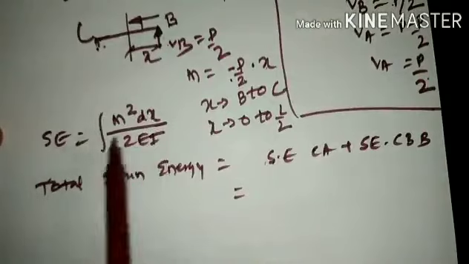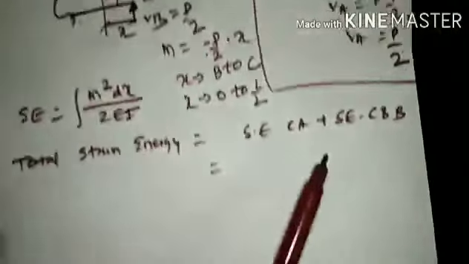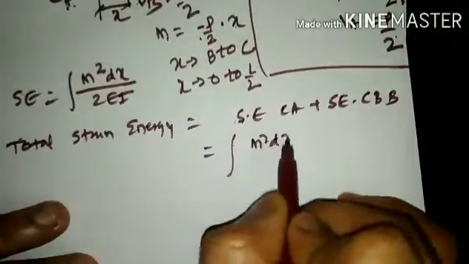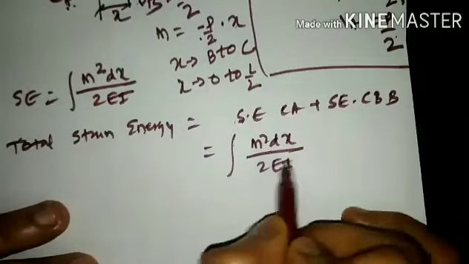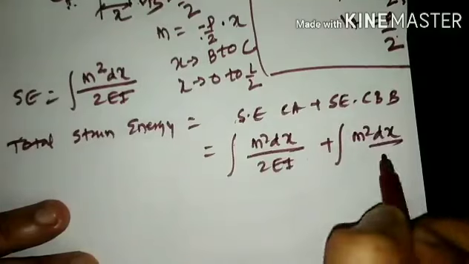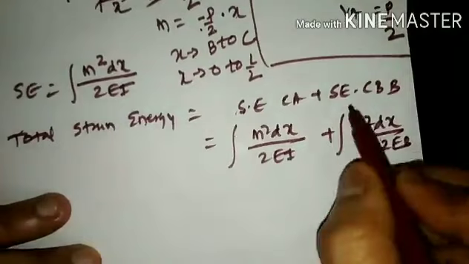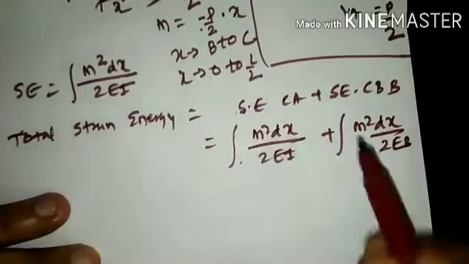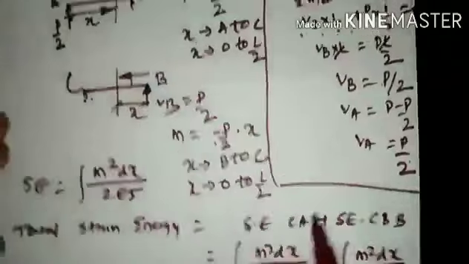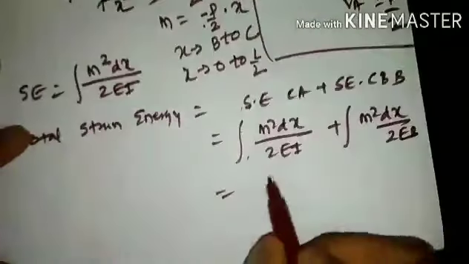The limits of integration for CA will be 0 to L by 2, whereas for CB it will be 0 to L by 2. So we write integration of M square dx divided by 2EI plus integration of M square dx divided by 2EI. This is from C to B and this is from C to A. Now we shall substitute the M value for C to A. The M value for C to A is P by 2 into X.